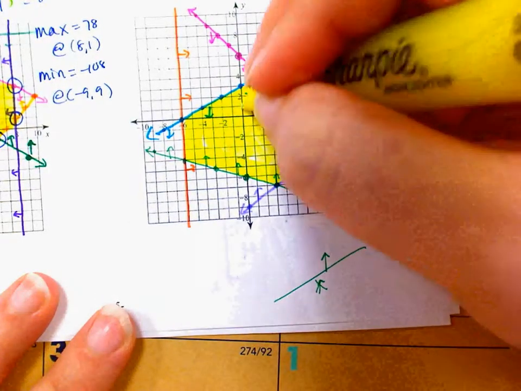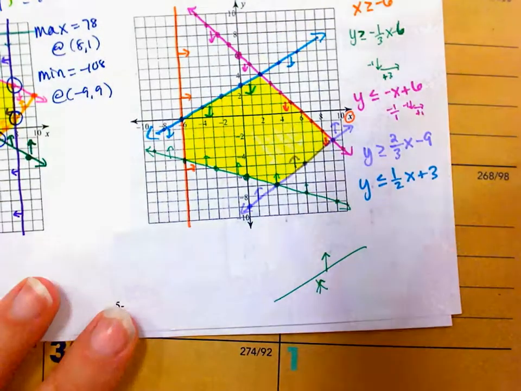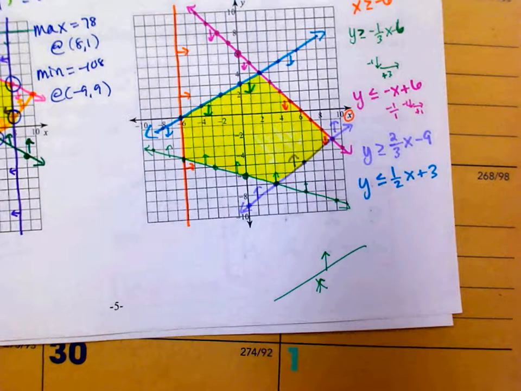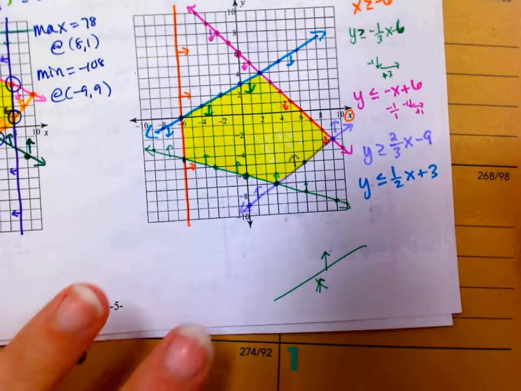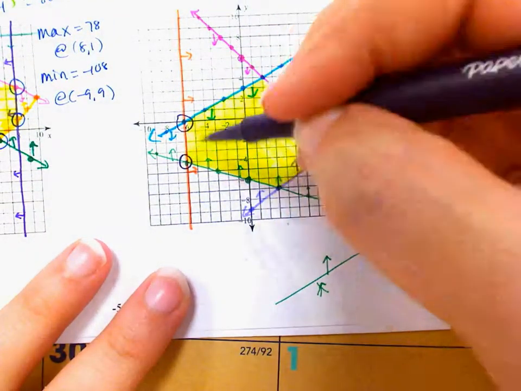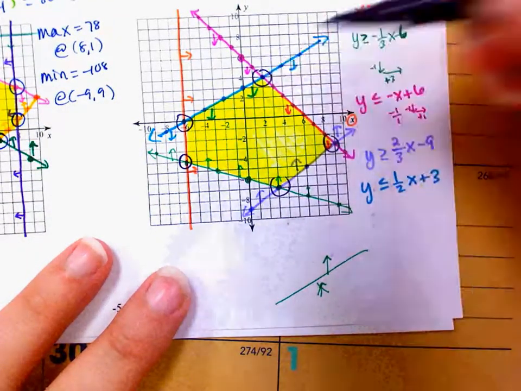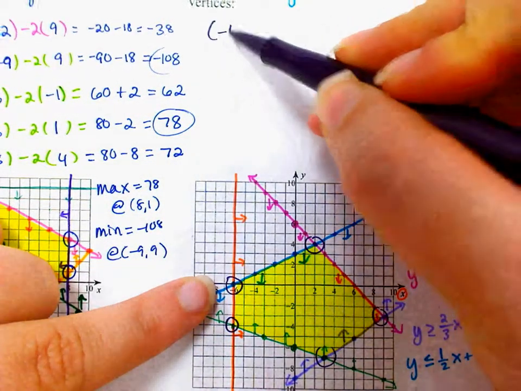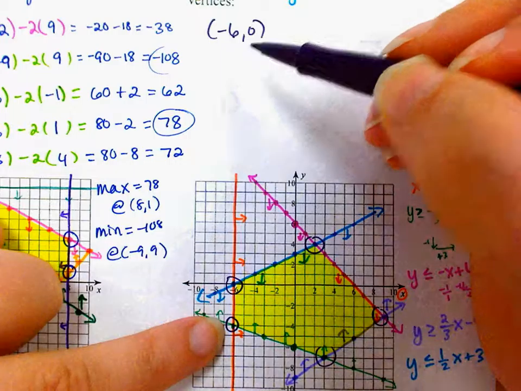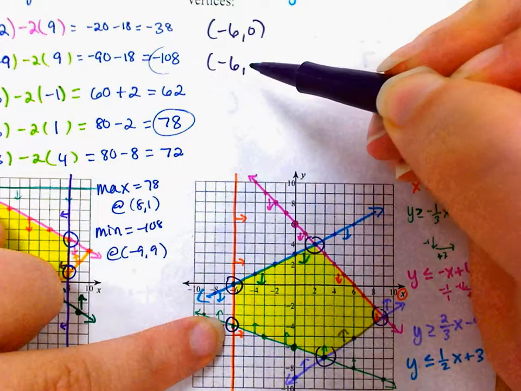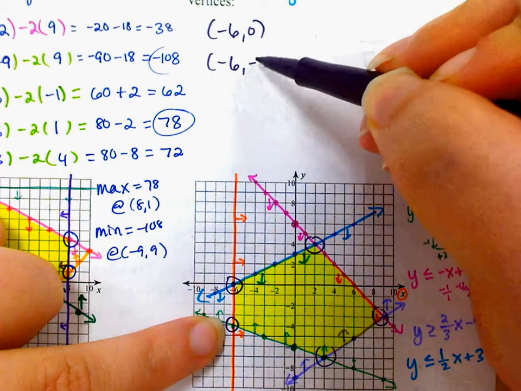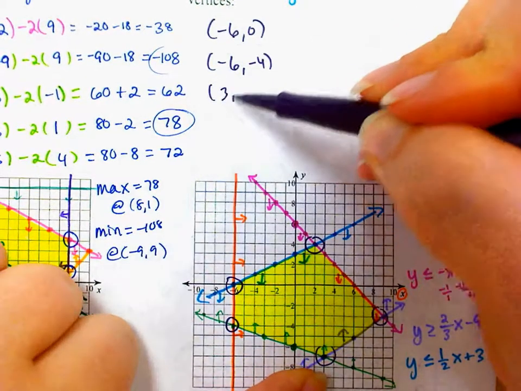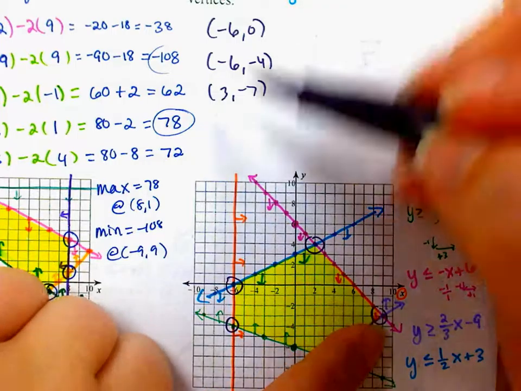Now what do I do? I have 1, 2, 3, 4, 5 vertices. So the first one that I'm going to write down is -6, 0. And then -6, -4. 3, -7, I agree. 9, -3. And 2, 4. Okay, those are my vertices.